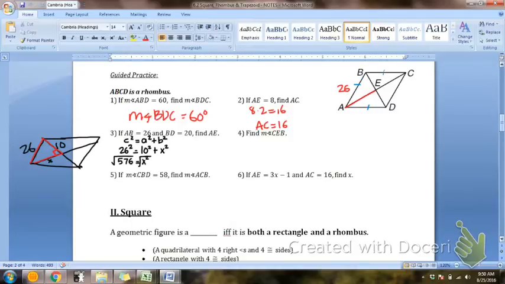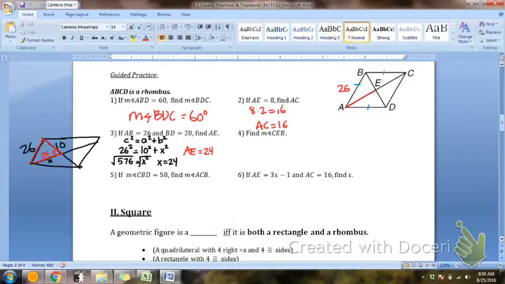What are we getting when we take the square root of 576? 24. Amanda says 24. Does anybody agree with 24? 1, 2, 3. Okay. So x is 24. Now let's go back and read what our question said. It said find AE. And indeed, AE is just this part right here. So my final answer would say AE is 24.